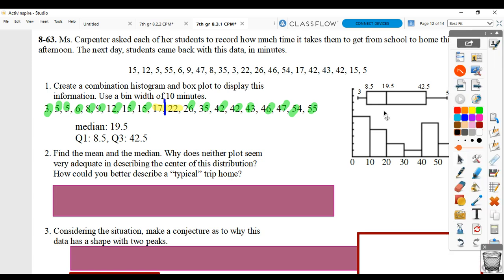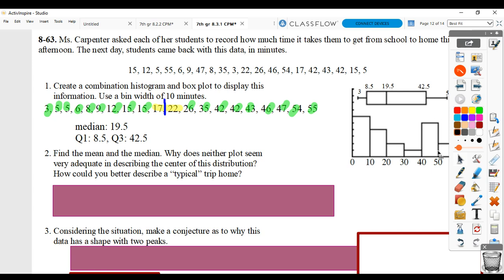And then they marked the median, which was again 19 and a half. So approximately there, put the vertical line and marked it. Quartile 1, 8 and a half, approximate that, put the vertical line and mark it. Quartile 3, 42 and a half, connect to create your box. And then a whisker to the lowest value of 3, a whisker to the highest value of 55.